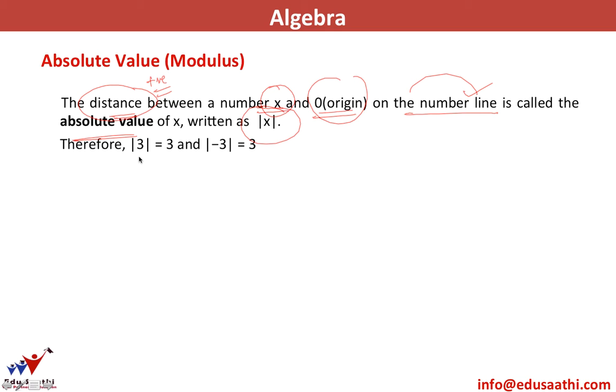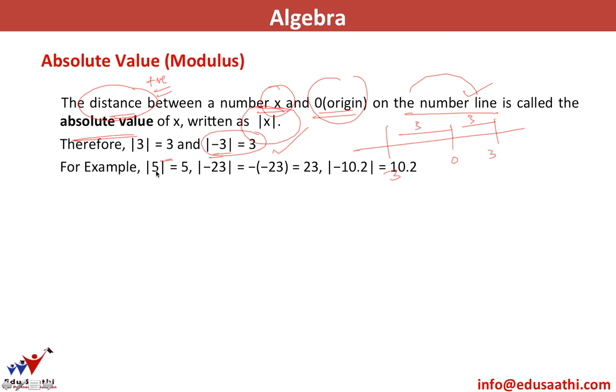So, if I have to find mod of 3, that means how much is the distance from origin or 0? It is 3. If I look at minus 3, it is also located at 3 units from the origin. So, this is plus 3, this is minus 3. It is also located at 3 units from the origin. So, if you have positive 5, it means the distance from the origin that you have is 5.